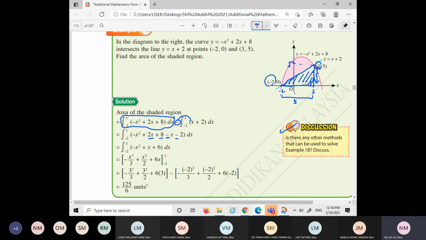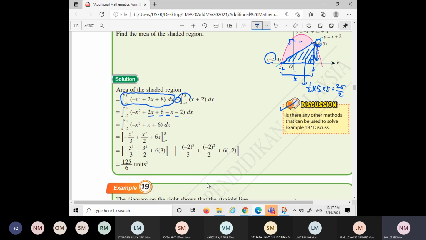So for the area of this triangle, you can just use half times base times height, 5 times 5. The base is 5 and the height is 5, so it's 25 over 2. Then here you just use your normal integrations. After that, you minus this 25 over 2. You will still get the same answer. This is another method.